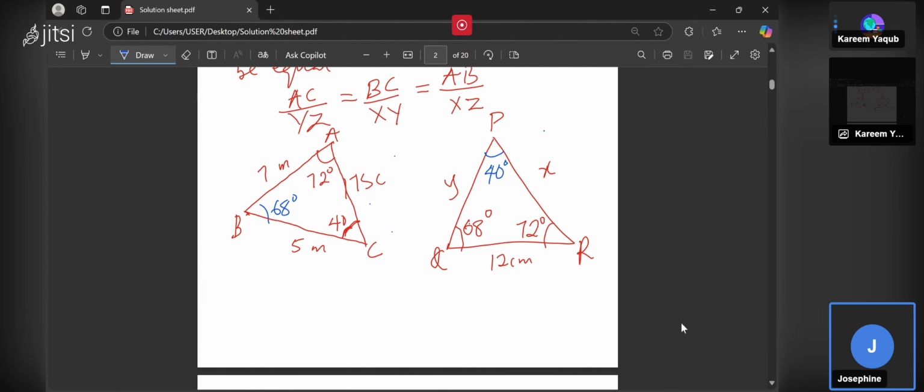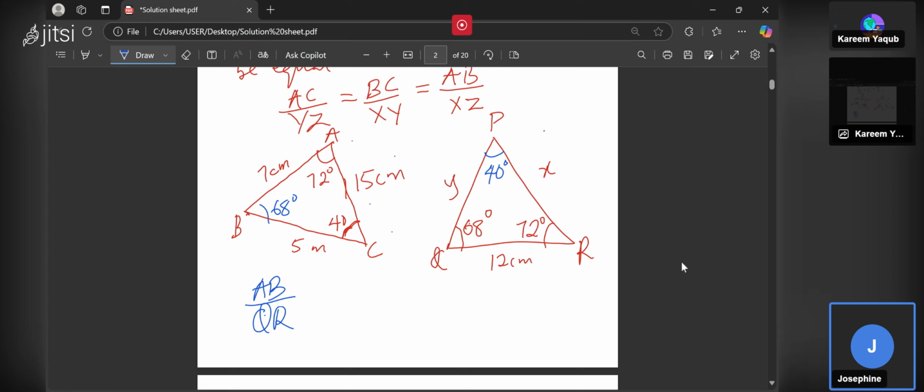All right, good. So AB corresponds to which side in the other triangle? I want you to tell me. It corresponds with QR. That's very correct. So I'll put QR under it, because we have 6872 under QR. That's good.